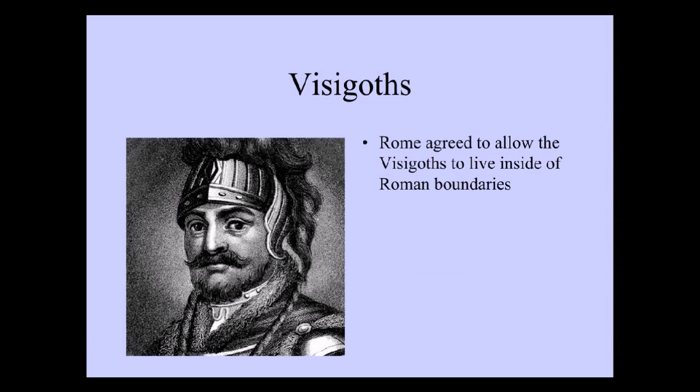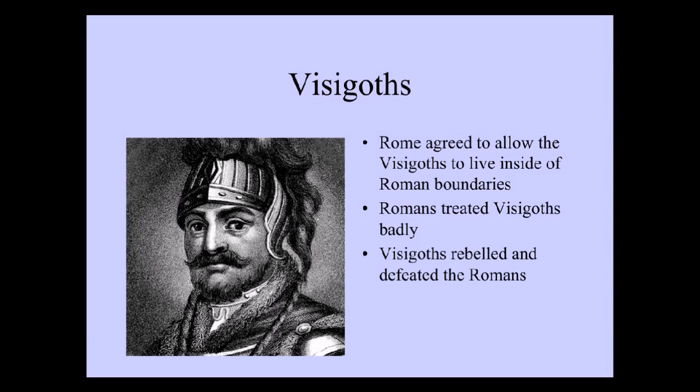The Visigoths are a group that the Romans allow to live inside Roman borders. The deal the Romans make with the Visigoths is that they'll give them land, and the Visigoths will give them some military service. The Visigoths begin to believe the Romans are not treating them that well, so they rebel against the Romans and defeat them. I didn't write it down here, but they defeat them at the Battle of Adrianople in the year 379, and they actually kill a Roman emperor. They kill the Roman emperor Valens.